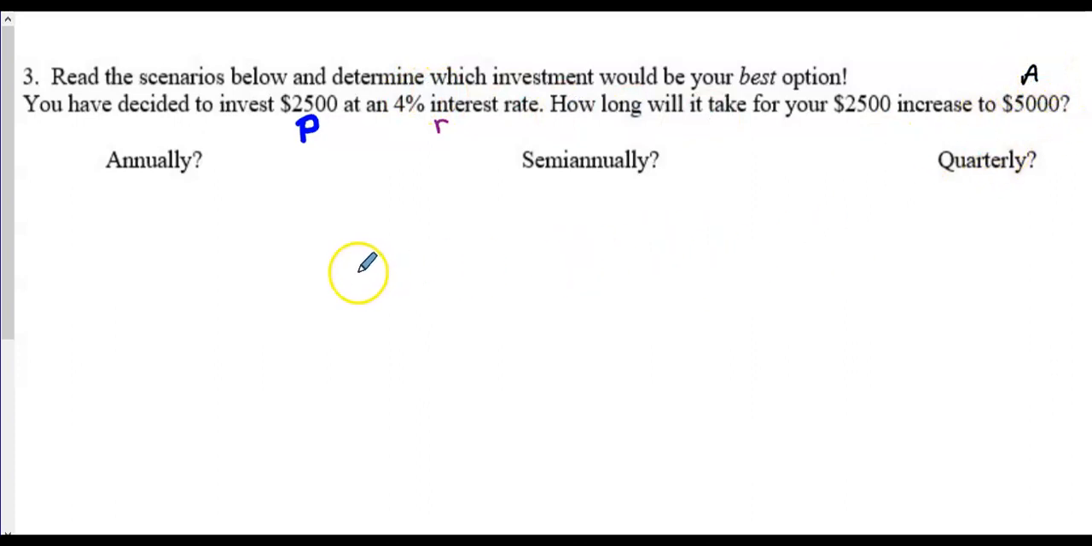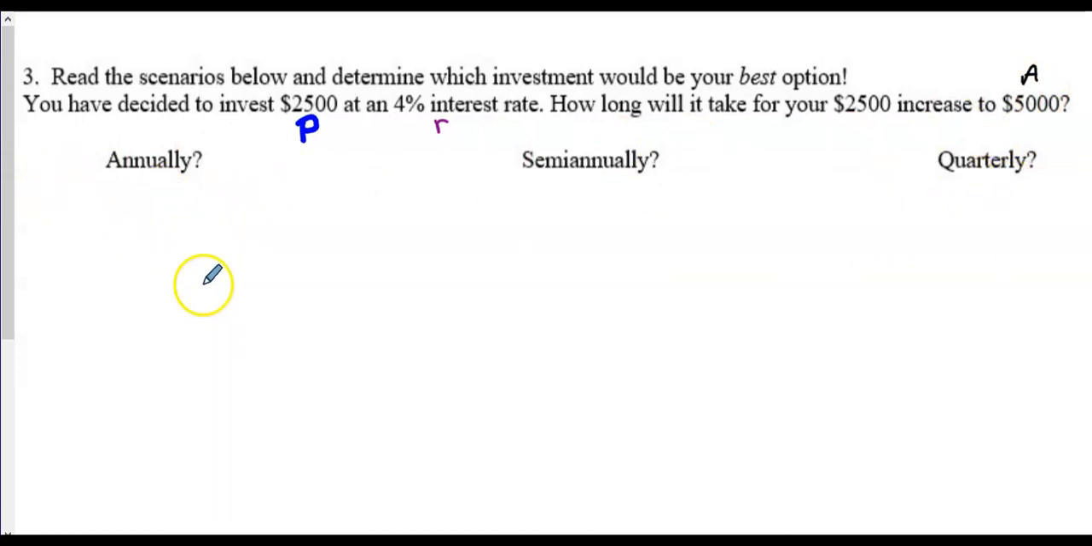So what they're asking is you've decided to invest $2,500 at a 4% interest rate. How long will it take for that to increase to $5,000? So every single one of these, the amount is going to be $5,000. The principal is going to be $2,500, and so on.